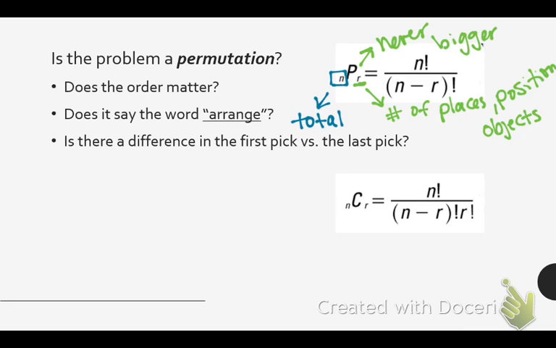So these are the questions you want to ask yourself: is this a permutation? Then the questions you ask for, is this a combination? If I hit next, it is going to go away, just so you know.